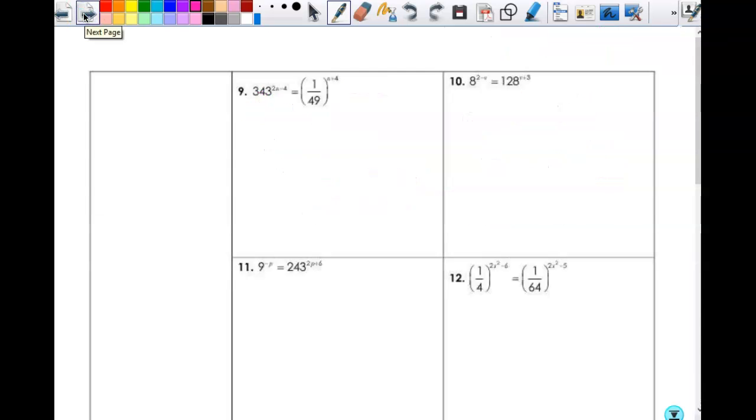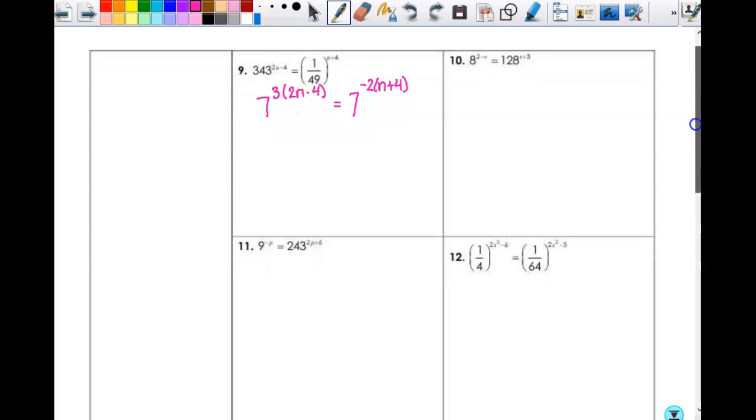Let's look at number 9. So what would you use as your base on number 9? 7. Would 7 work? Okay, 7 works. Could I use 1/7? Yes, either one, doesn't matter. Okay, so if we use 7, 7 to what power is 343? 3. So this would be 7 to the 3 times 2n minus 4 power equals 7 to the what? Negative 2n plus 4 power. Yes? And I feel like if you can get that far, you can get the rest, so we don't need to work through it. Let's look at number 11.